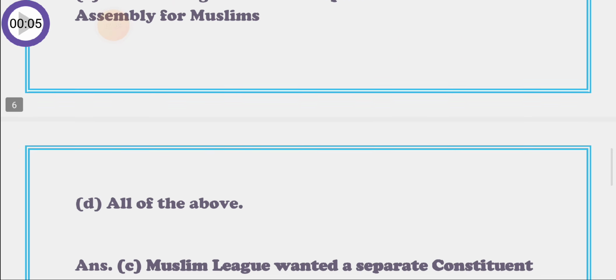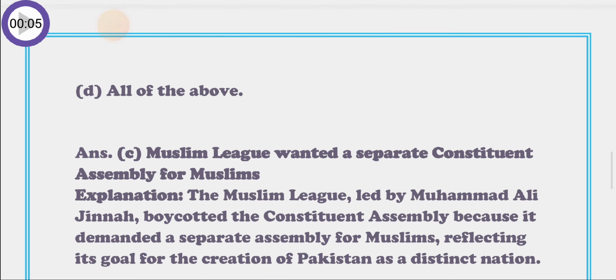So the answer is C. Muslim League wanted a separate Constituent Assembly for Muslims. The Muslim League, led by Muhammad Ali Jinnah, boycotted the Constituent Assembly because it demanded a separate assembly for Muslims, reflecting its goal for the creation of Pakistan as a distinct nation.